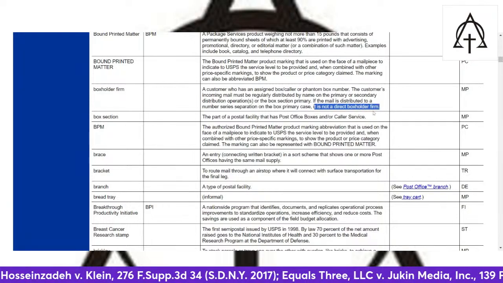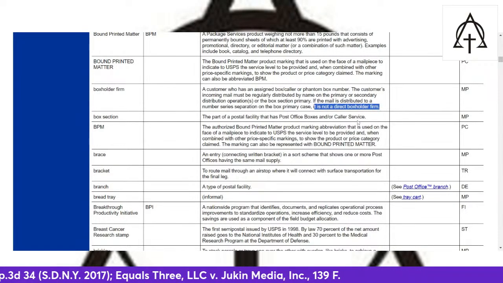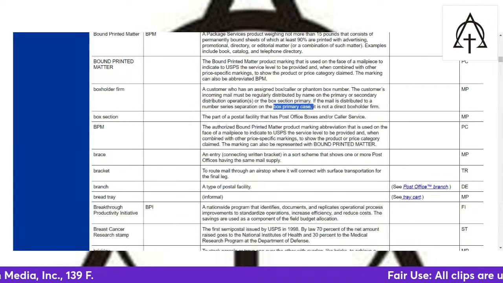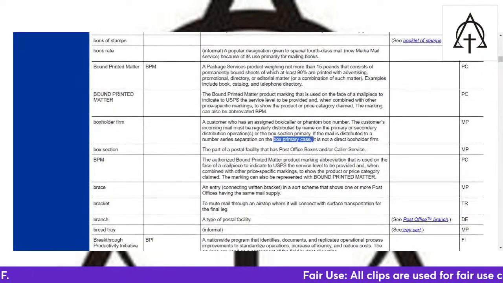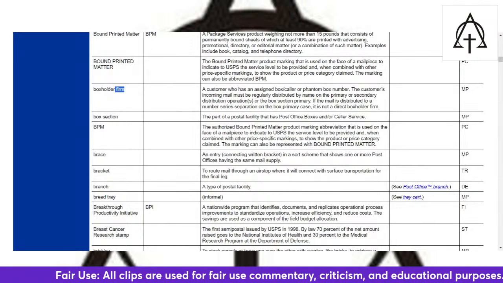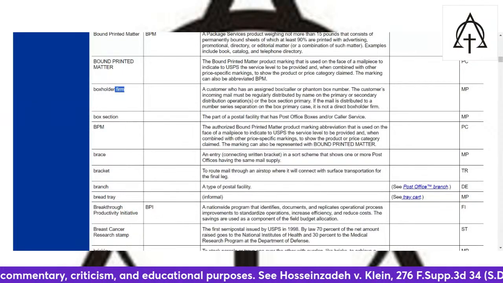If the mail is distributed to a number series separation on the box primary case, it is not a direct box holder firm. So would that be a number on a house and not on a box at the post office? Would that be a secondary and not the box primary case? Suppose they're still considering you some kind of firm, making firm offers in office, principal place of business known as a residence.